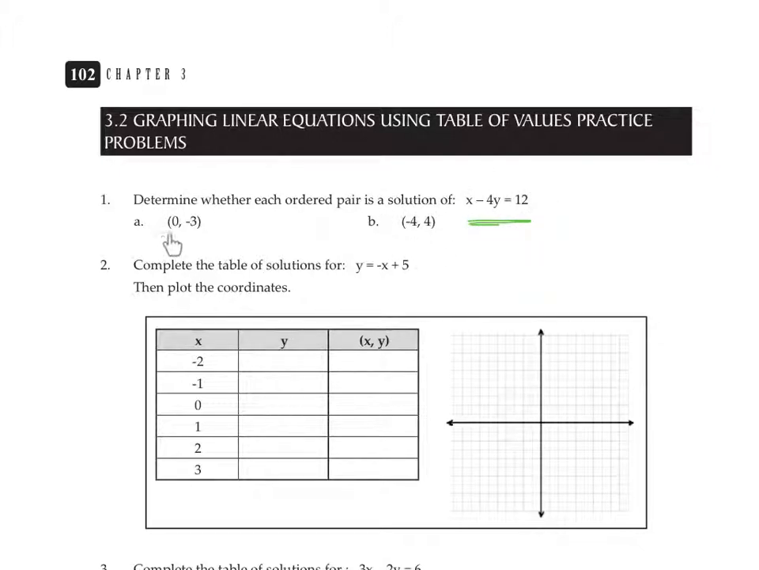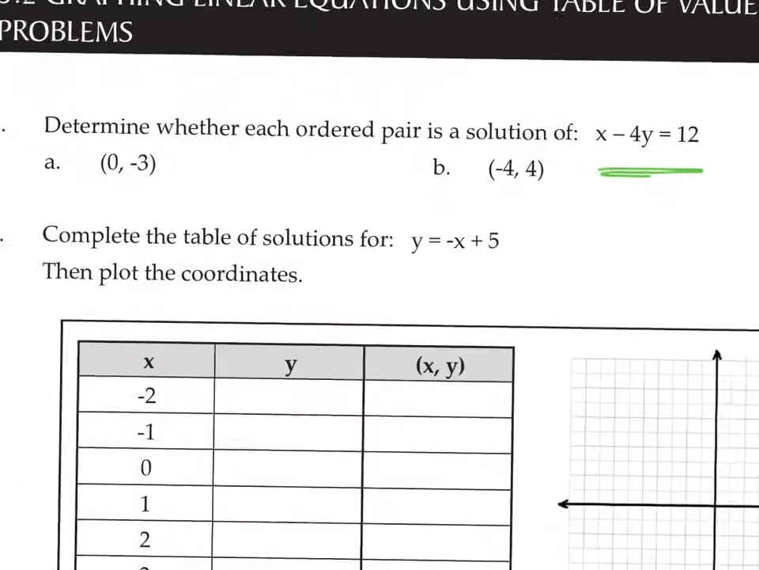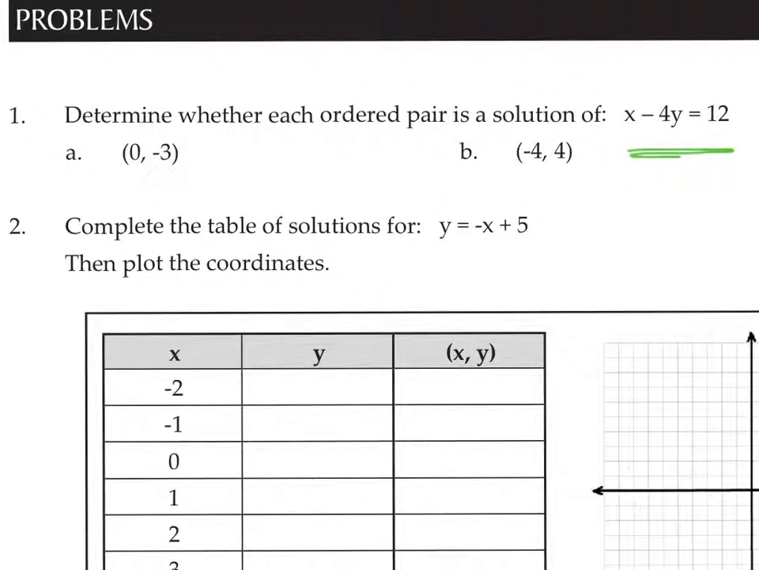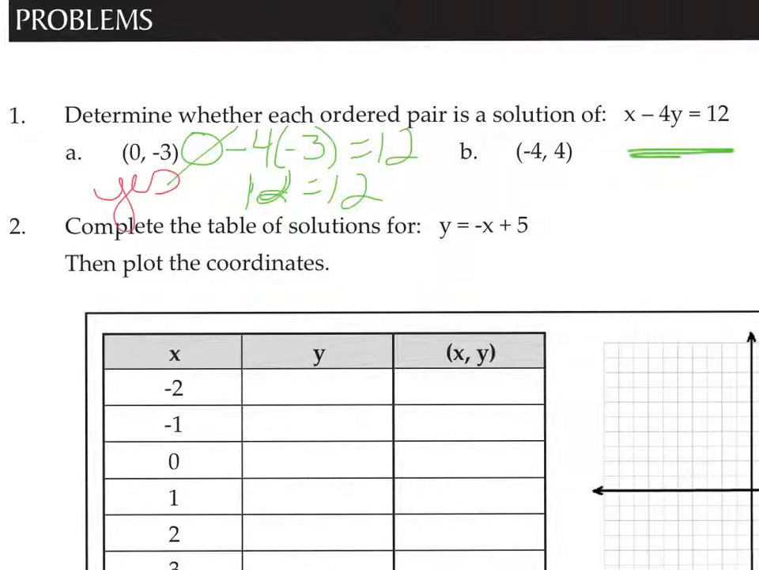We're going to determine whether each of these is a solution. So don't forget you're plugging them in as x and y together at the same time to see if it makes a true statement. So if I have the point (0, -3), and I plug it in for x and y, it's going to say 0 minus 4 times negative 3 equals 12. Is this a true statement? Well, we don't need the 0, and negative 4 times negative 3 is positive 12. So this is a true statement. So what does that mean? Yes, this is a solution because it made a true statement.